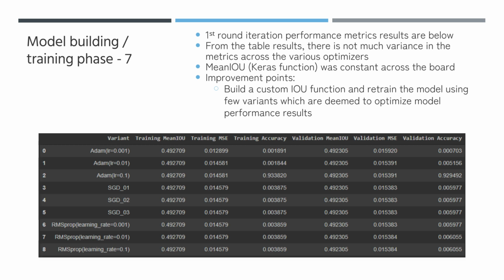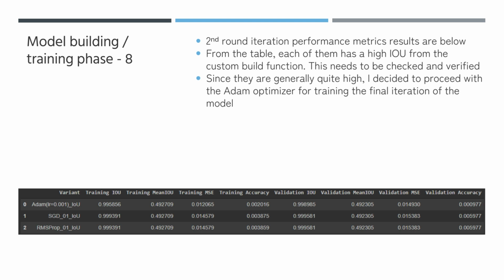It appears that there is not much variance in the metrics across the various optimizers. Additionally, mean IOU was constant across the board. As it would seem strange that the mean IOU is the same, I decided to build a custom IOU function and retrain various models on it. With the newly built IOU function, I decided to train only 3 variants which I believe will give me the best results, taking the lowest learning rate of each of the optimizers, and the results are in the summary table shown. We can see that each of them has a high IOU from the custom build function.